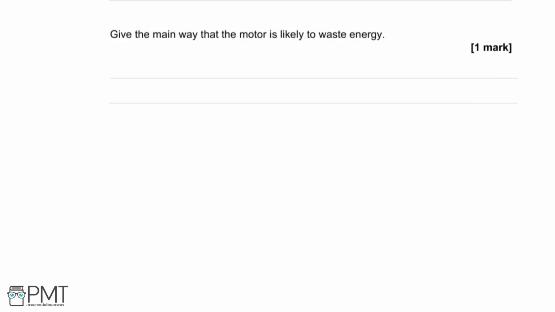Give the main way that the motor is likely to waste energy. So we know that the motor is supposed to pull up the weight by moving. So the motor is going to use energy so that it moves and it can lift up the weight. So this is not wasted energy. We also know that when things move, they normally get hot. And we don't want the motor to get hot. So this energy is wasted. So the motor will waste energy by heating the surroundings.